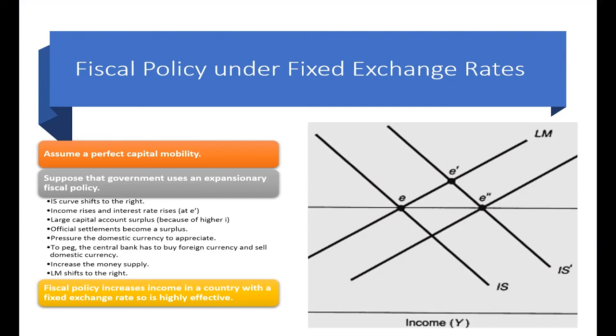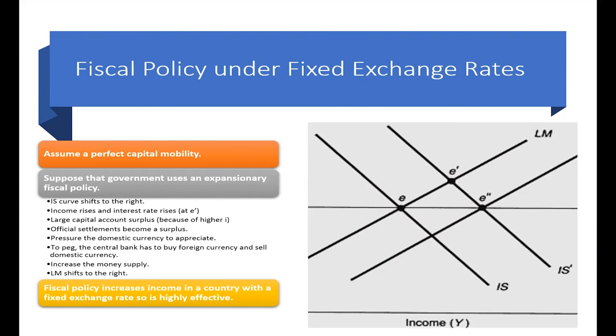Okay? So temporarily, the economy establishes a short-run equilibrium at E prime. E prime occurring on the new IS curve, IS prime, and the old LM. Okay, now, what do you notice there? At that point, the interest rate is higher. The domestic interest rate is higher than the equilibrium interest rate. So the opposite of what we just saw before, right?